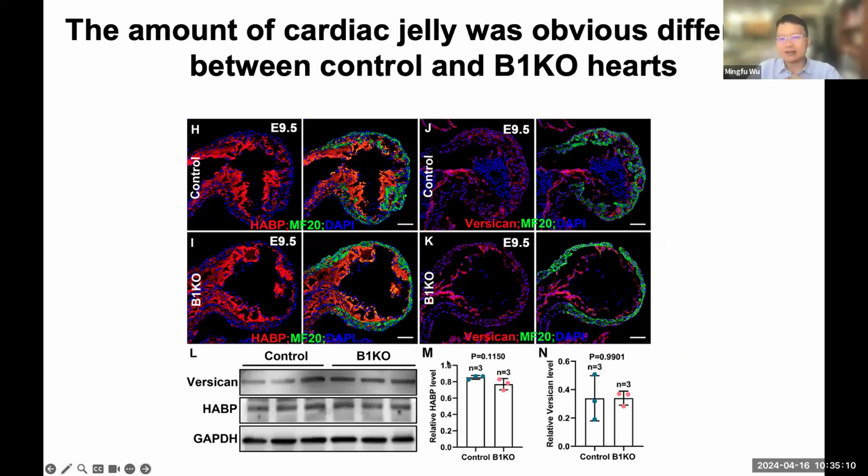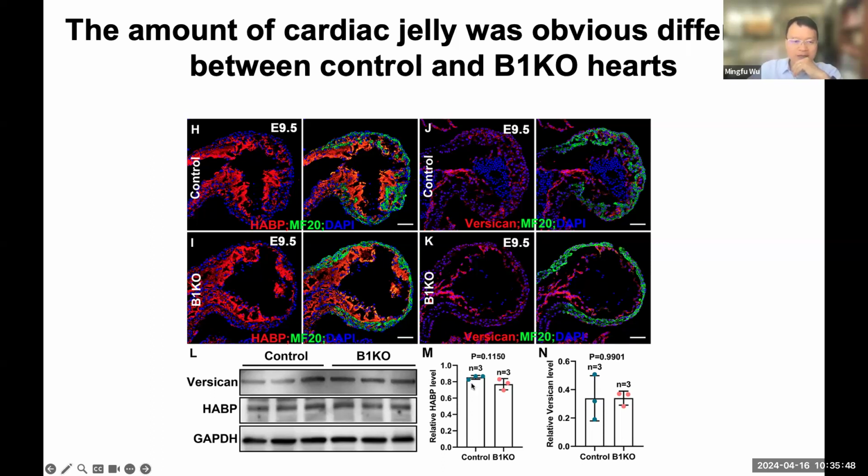And cardiac jelly is another essential factor that is required for trabecular morphogenesis and for compaction. So we examined if there's any difference in the cardiac jelly between control and knockout. Here we stain hyaluronic acid binding protein, or HABP, which marks the cardiac jelly. We didn't see a significant difference between the control and the knockout by immunostaining and also by Western blot. And we also examined versican, which is a marker for cardiac jelly too.